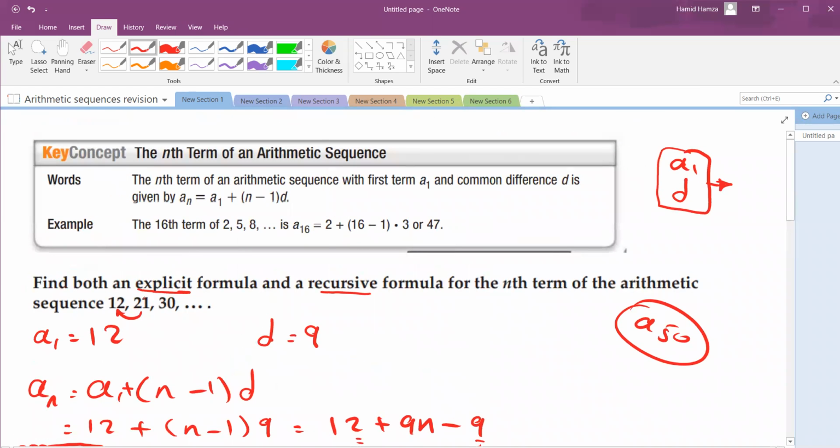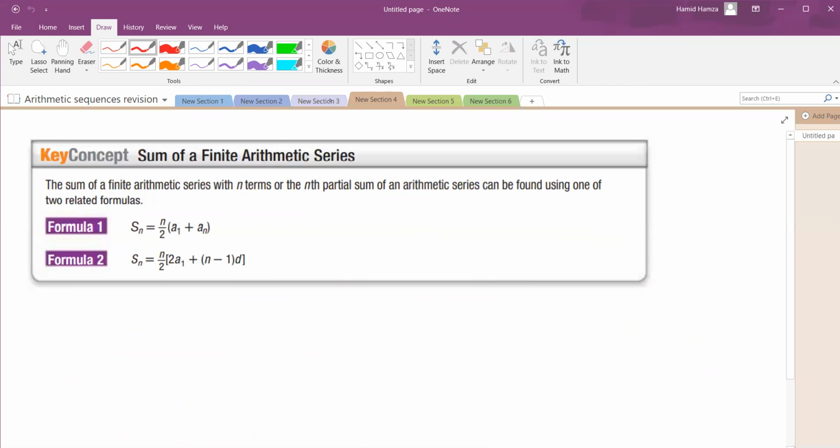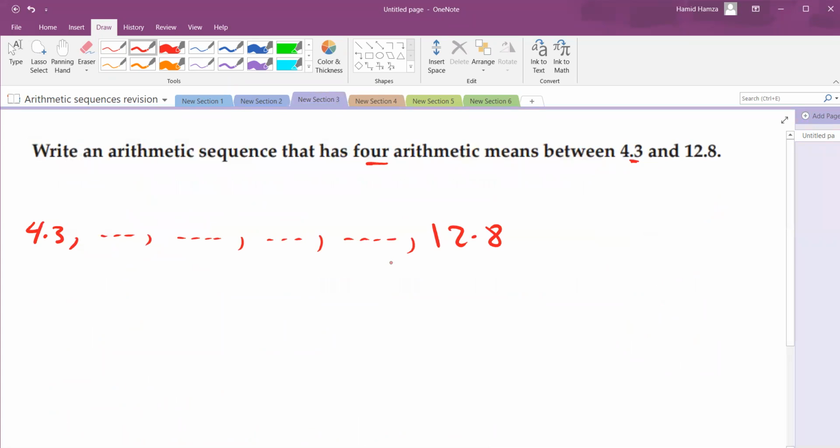So we can subtract them and find the difference. If you have two successive terms, 21 and 12, 30 and 21, you can subtract them and find the difference. But in this case, we don't know two successive terms. But I have this one. So in this case, guys, this one represents A1. This is the first term.